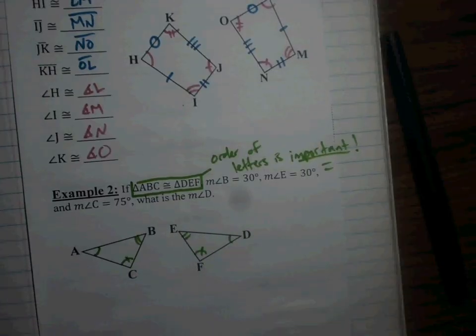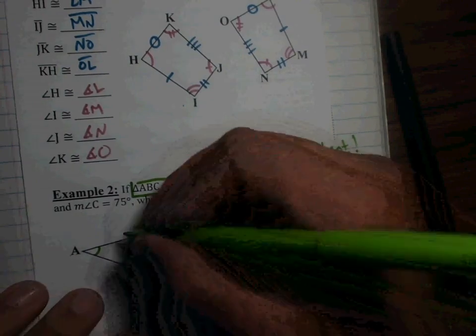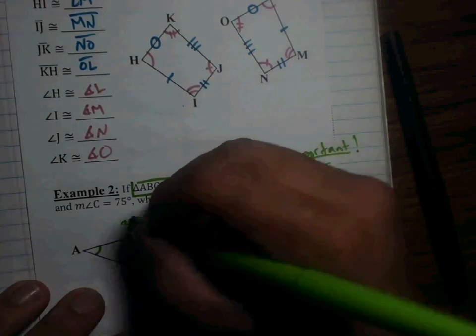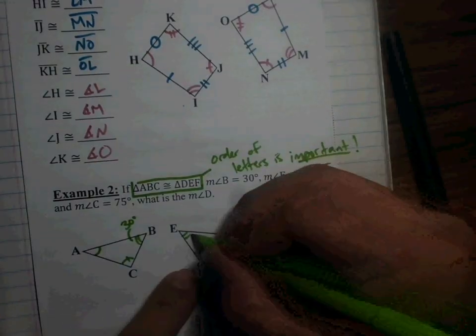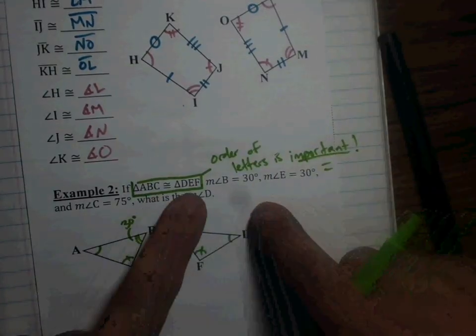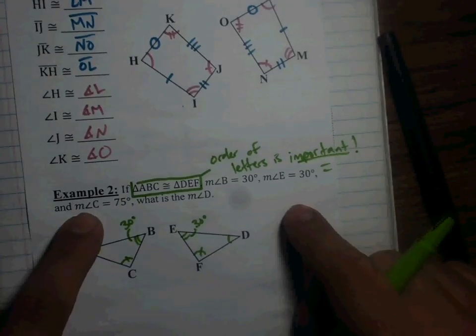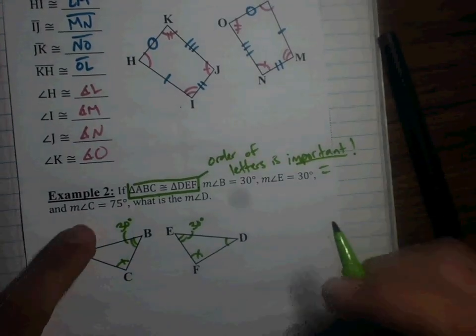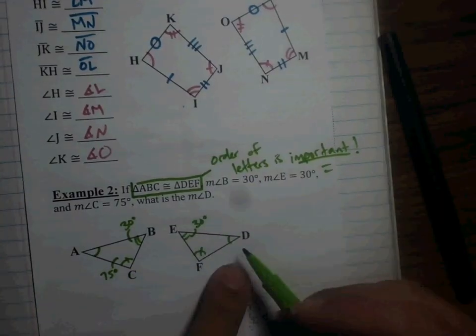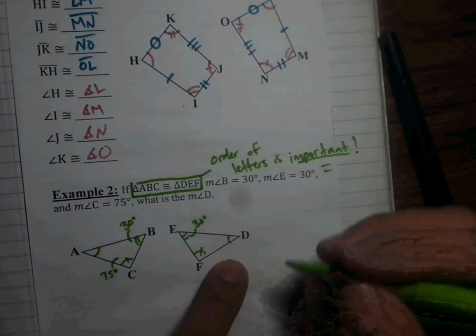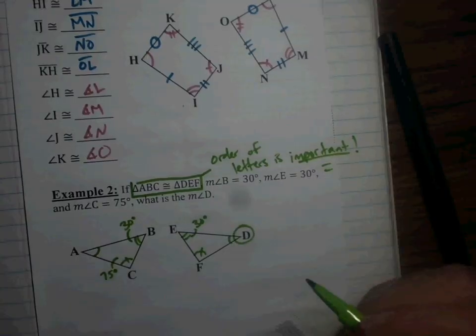All right. And then what does it tell us? Angle B is 30 degrees. Angle E is also 30 degrees, which follows the idea, right? Because E and B are congruent. And lastly, angle C is 75. So what is angle D, right? That's our idea. That's what we're looking for.